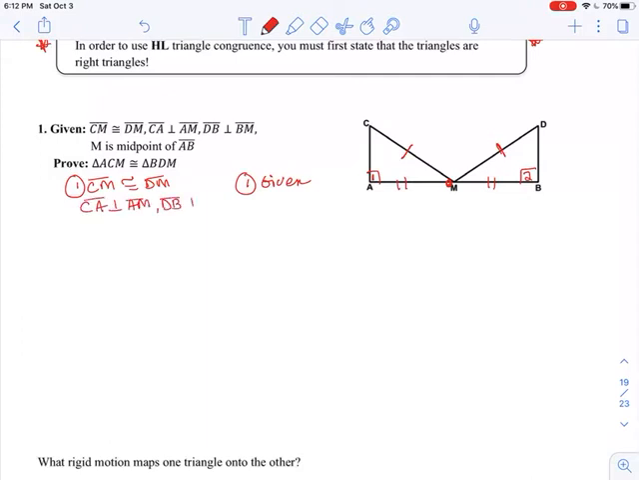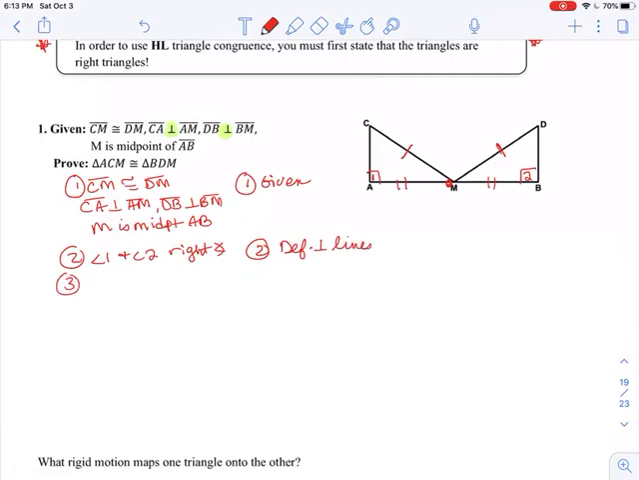CA is perpendicular to AM, and DB is perpendicular to BM. I got lots of givens here. And M is the midpoint of AB. I'm just going to work in order. I have perpendicular lines. Now hopefully you know by this point that perpendicular lines form right angles. So you can see that I put numbers in there. So angle 1 and angle 2 are right angles. The reason, definition, perpendicular lines.